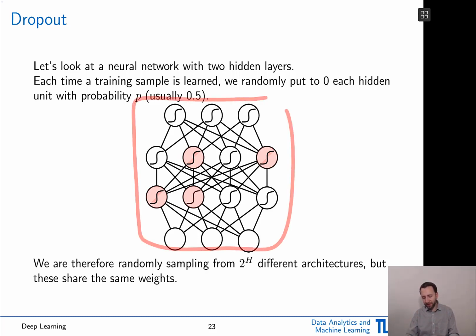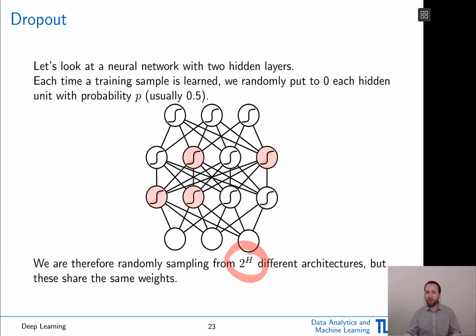Based on one fixed architecture, but you are training your neural networks based on 2 to the power of h different architectures, h being the number of neurons you have here, right? Because every neuron can be activated or not, right? And every time you get a different architecture. So here you have this architecture with these 4 neurons. Next time you might have these 3 and this neuron, for example, right?